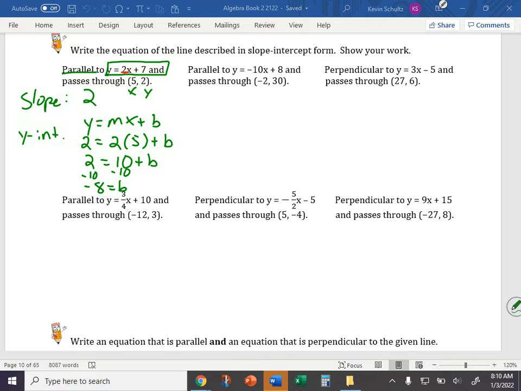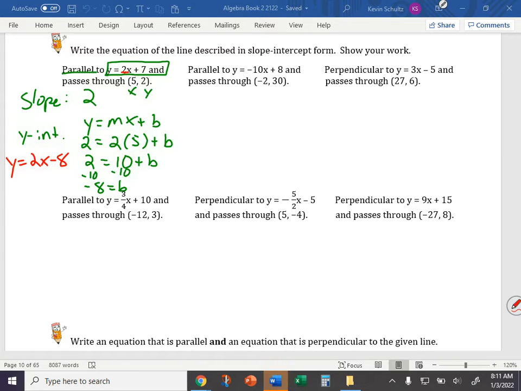Joey, what's our final answer here? What if our goal is to write the equation? What is the equation in slope-intercept form? In slope-intercept form, it's y equals 2x minus 8. Good. Y equals 2x minus 8.